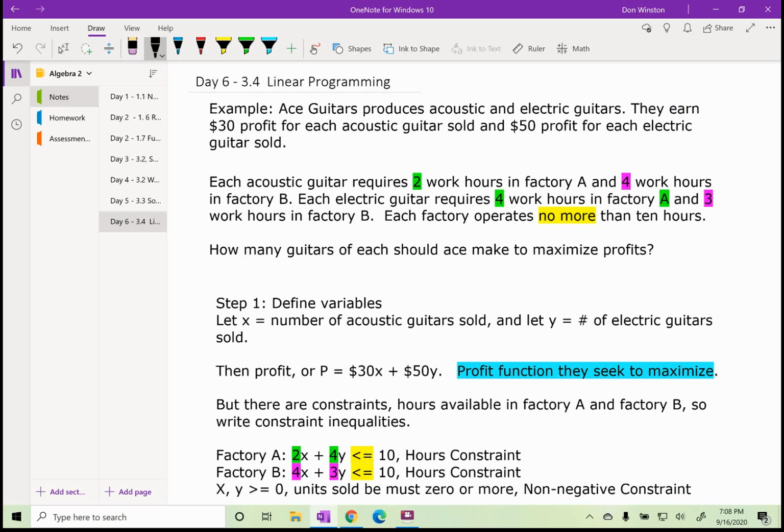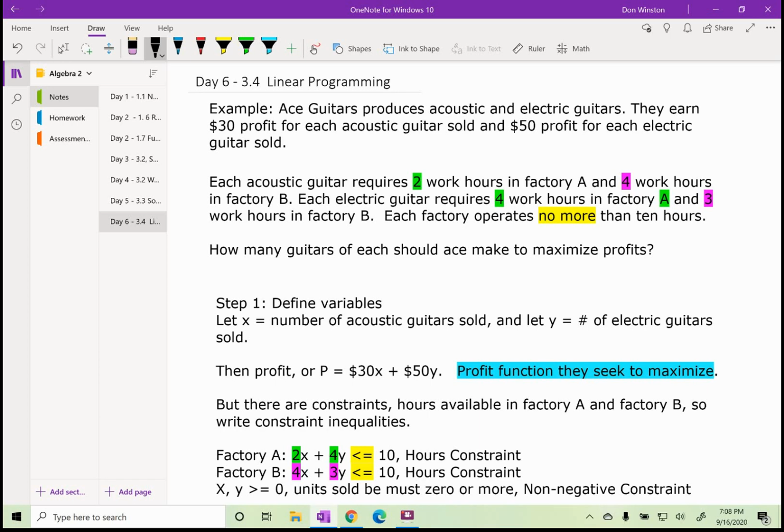So say, for example, we have Ace Hardware. And Ace Hardware produces acoustic and electric guitars. They earn $30 profit for each acoustic guitar sold and $50 profit for each electric guitar sold. Okay, so profit is what a company makes after they paid their expenses. If you ever ran a lemonade stand, you would take in money, you'd sell lemonade, but you'd have to buy the materials, the cups, and the lemonade. Okay, and so the profit would be the difference between what you earn and what you had to spend to run the business.